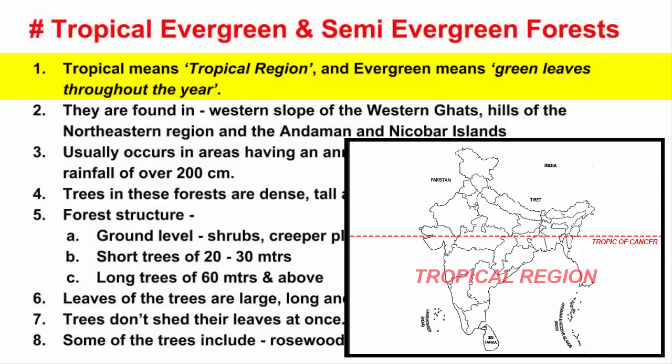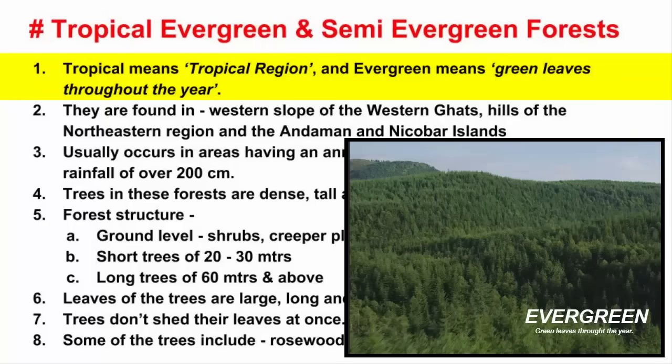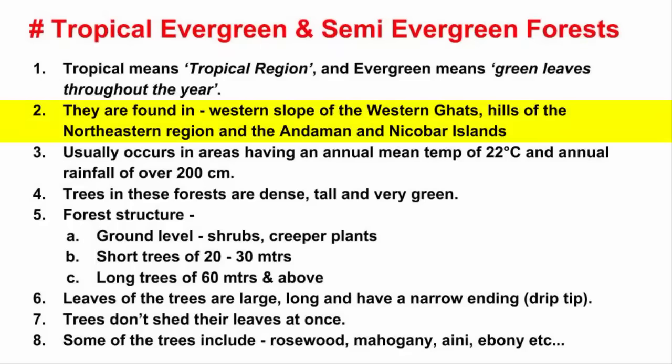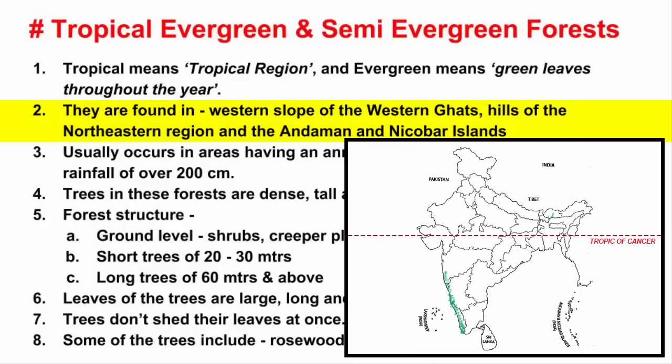Let's see the second word, evergreen. It means green leaves throughout the year. Now see it all together. Tropical evergreen forests are forests that are green throughout the year and they exist in the tropical region. In India, these forests are found in the western slope of the Western Ghats, then hills of the northeastern region and the Andaman and Nicobar Islands.